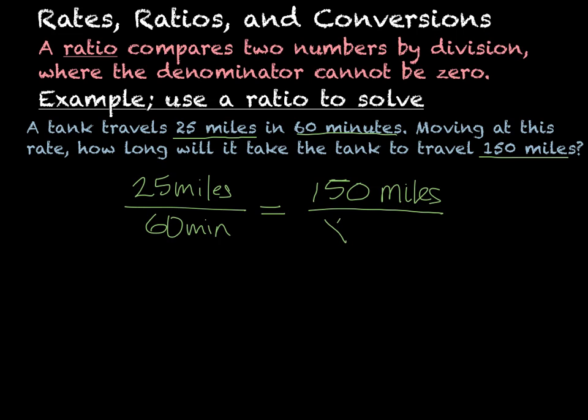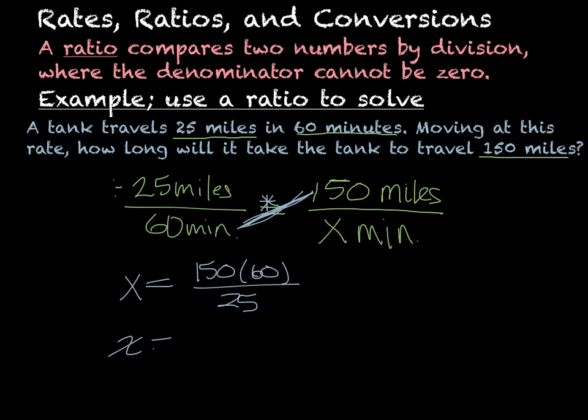And we do not know how long it's going to take. That's what we want to find out. So we're going to look for X number of minutes. So we have to solve this proportion. Solve this rate problem by solving for X. So we can solve it like an equation that we solved before, or we can just multiply here. X equals 150 times 60. We just multiply, and then we divide by the 25.